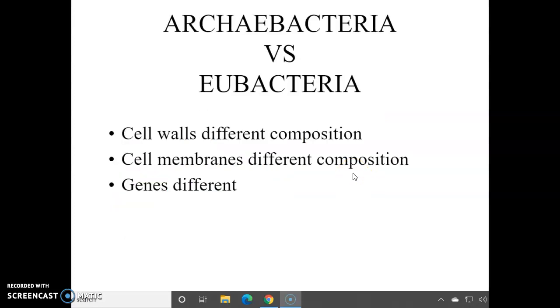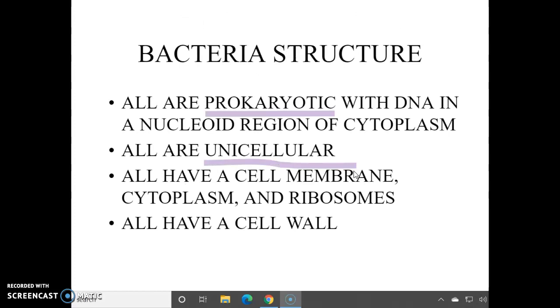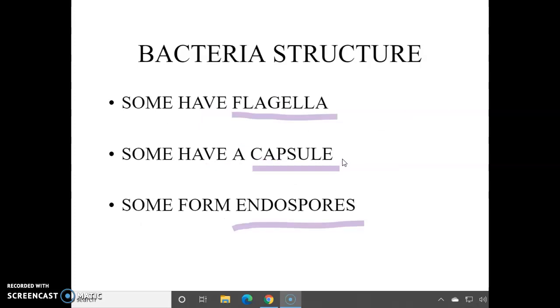Now, what do they have in common? Number 5, all bacteria are prokaryotic. And number 6, all bacteria are unicellular. And that's almost the only thing that archaeobacteria and eubacteria have in common here. So let's look at 7. If you're a traditional learner, you can use your book on page 541 to help you. If not, we'll just do this together.